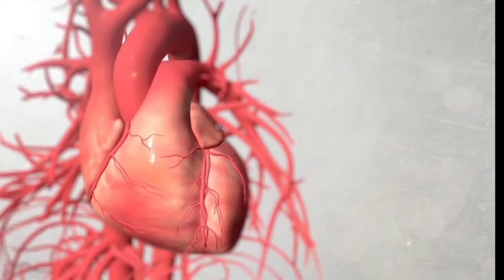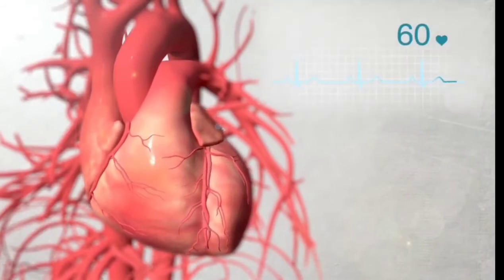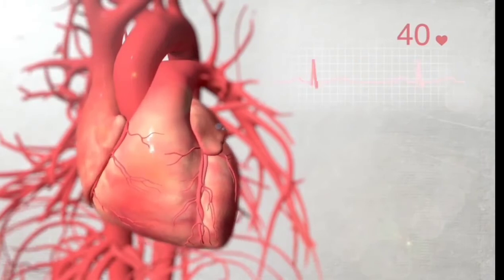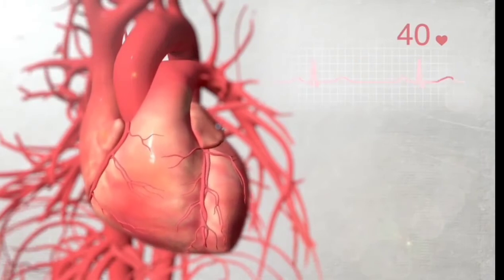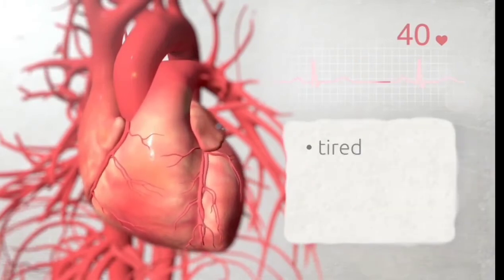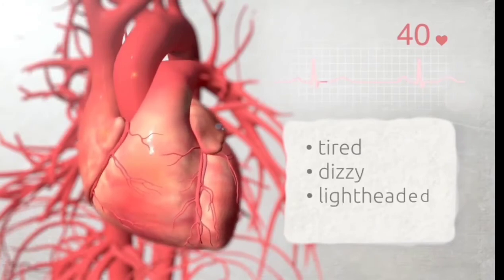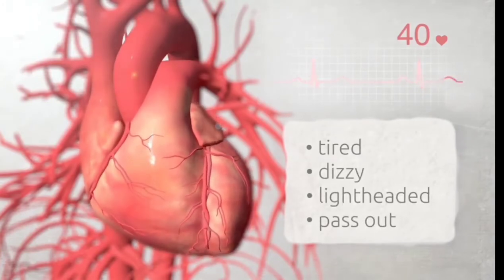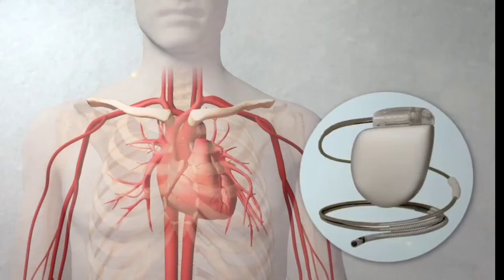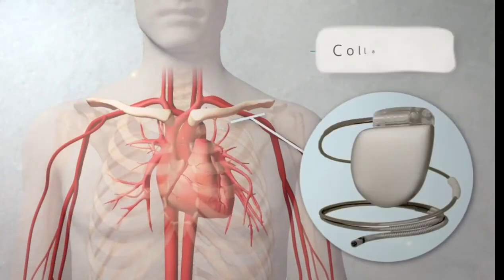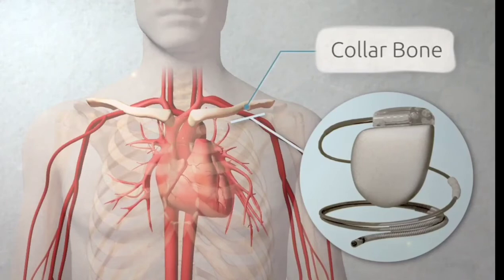Electrical activity within the heart determines heart rate. If this electrical activity is delayed, a slow heart rhythm may occur. People who have slow heart rhythms may feel tired, dizzy, lightheaded, or even pass out. A pacemaker is a small medical device that is placed under the skin, below the collarbone, and is used to treat symptoms related to slow heart rate.